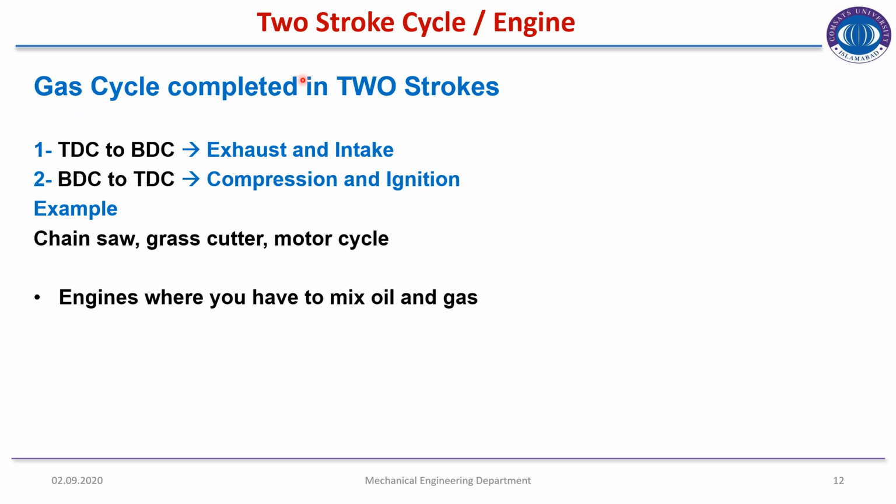So this is an example of a two-stroke engine. The second example is two-stroke. The exhaust and intake happen in a single stroke, whereas compression and ignition happen in a single stroke.